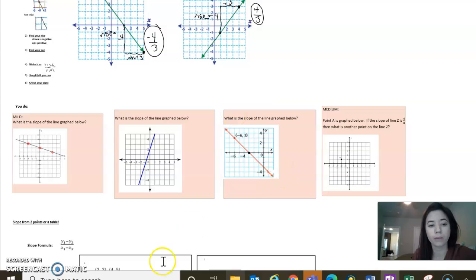There are 3 problems here. 2 of them, the dots are drawn. This one, you have to find your 2 points. If you get to the medium one, go ahead and give it a try. If you don't get to it, no worries. Pause me and work on these next 3. Unpause me when you're finished, or if you need help.